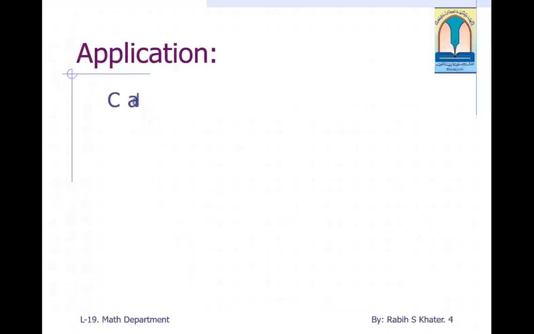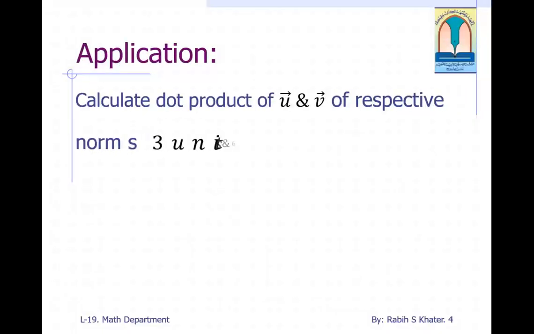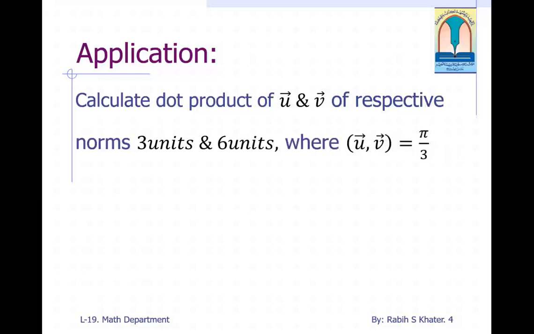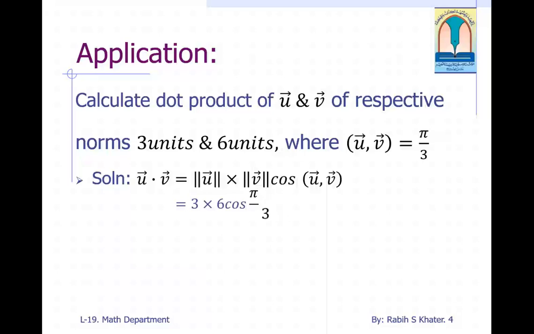Application: calculate the dot product of the vectors u and v of respective norms 3 and 6 units, where the angle between them is pi over 3. Solution: it's a direct application of the formula u dot v equals norm u times norm v times the cosine of the angle between them. Plug in the values of norm u and norm v and the value of the angle, and by the aid of the calculator you can find that u dot v equals 9 radical 3. Notice u dot v is nothing but a scalar.